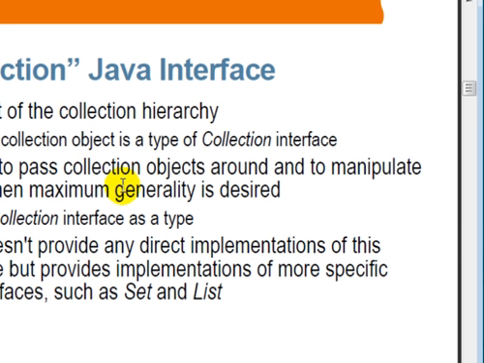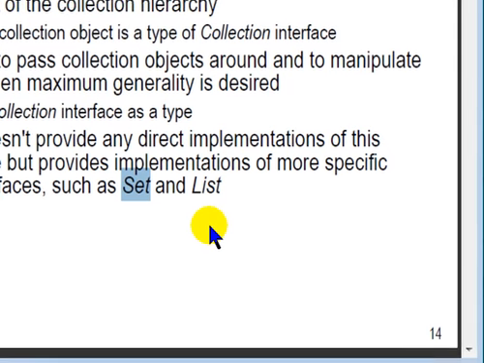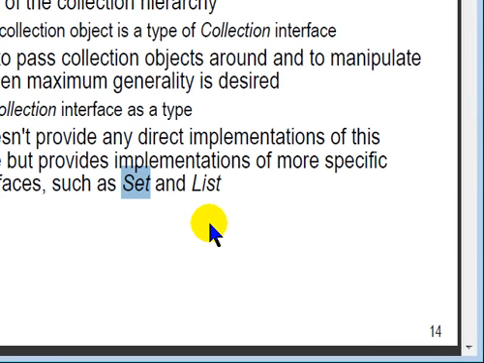By the way, the actual implementation classes that are provided by the JDK doesn't provide direct implementation of collection Java interface. Instead, implementation classes implement sub-interfaces of collection Java interface. For example, set and list. So these are two main Java interface types that we are going to look into in detail.